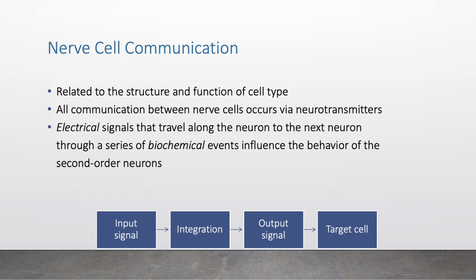All communication between nerve cells or neurons occurs via neurotransmitters. Neurotransmitters are chemical messengers released by neurons that transmit signals to other neurons or target cells, such as muscles or glands. Electrical signals or action potentials travel along the neuron's axon to the next neuron. This transmission occurs through a series of biochemical events involving neurotransmitter release and receptor activation on the postsynaptic neuron.